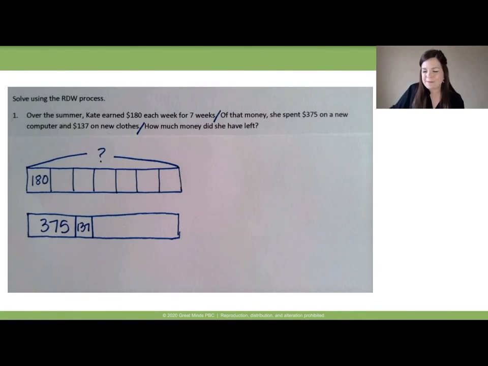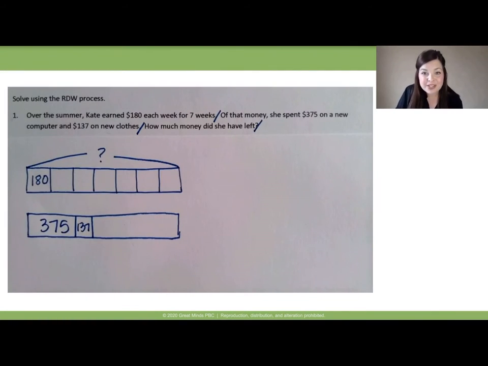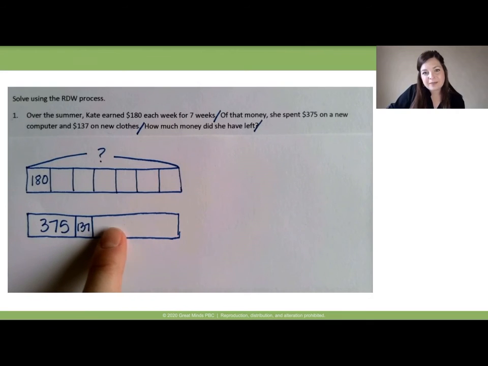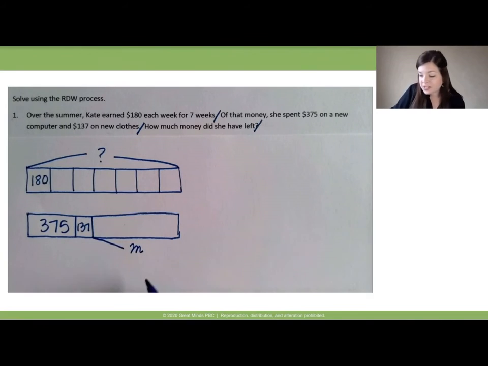Let's read that last chunk. How much money did she have left? Can we draw something? Well, we can definitely add our unknown now to our tape diagram. Where in our tape diagram, what part of it represents the unknown that we're looking for? How much money she had left? Point to it. The unknown, how much money she had left, is represented right here. So let's label this part with a variable. I'm going to use the variable M to stand for money. And now we can see the part that we're looking for.